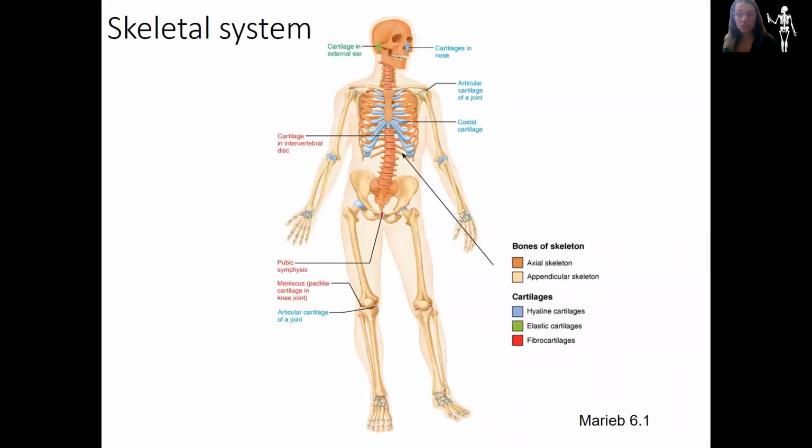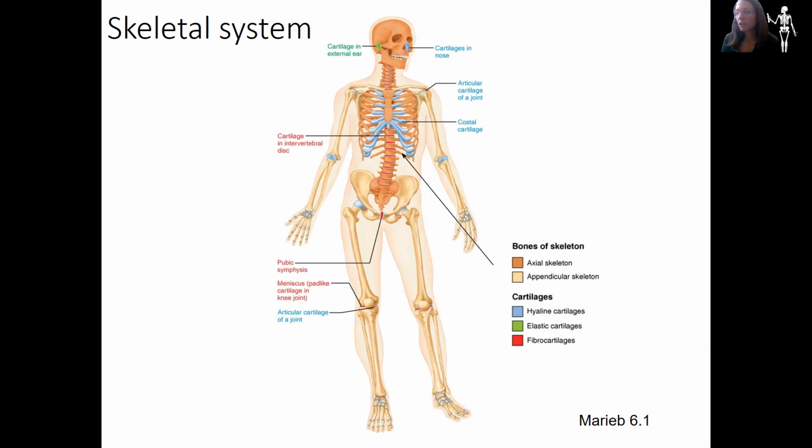So here's the skeletal system. Again, it consists of the bones, cartilage, and ligaments. So all the connective tissues that stabilize the bone. This is going to include tendons then as well.